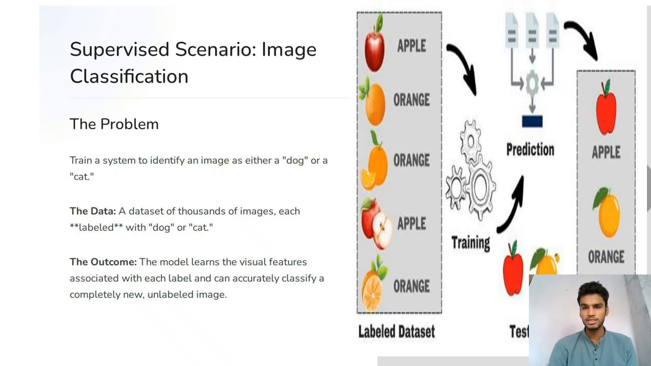As you can see in this picture, we have a visual example. We have a labeled data set with fruit names, apple, orange, apple, and some other fruit can also be there. We train it on some ML algorithm to predict the new unseen data.